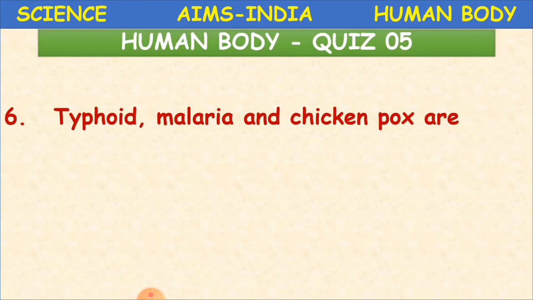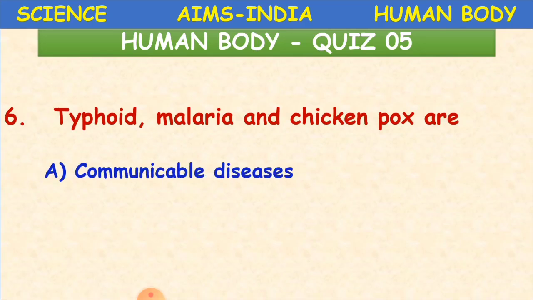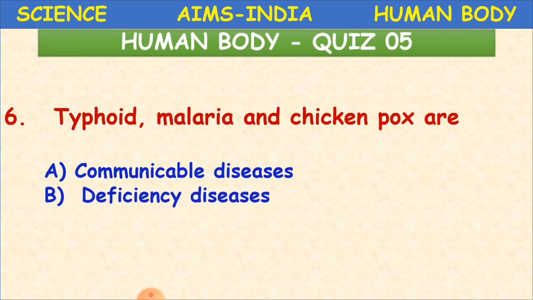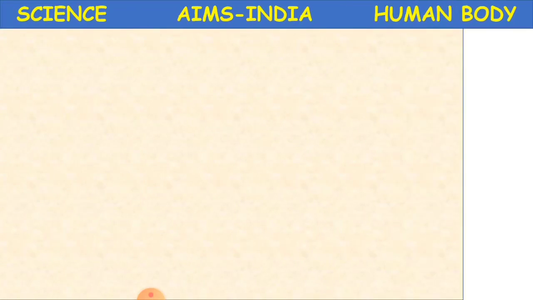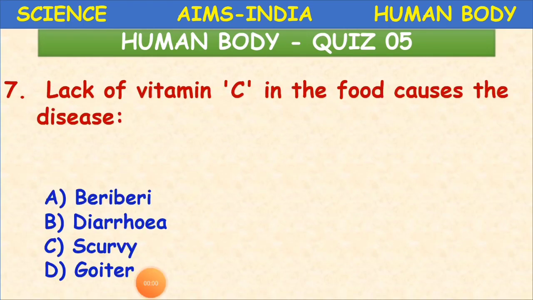The next question, typhoid, malaria and chicken pox are, okay, communicable disease, deficiency disease, genetic diseases and non-communicable diseases. So which type of diseases are typhoid, malaria and chicken pox? They are communicable diseases. That is, they are going to spread from one person to another person. Okay, children, clear?